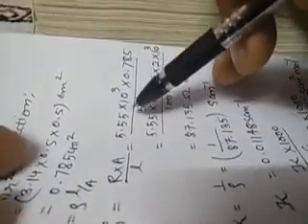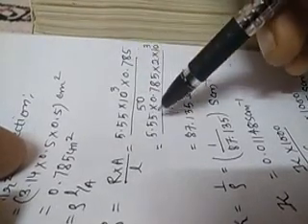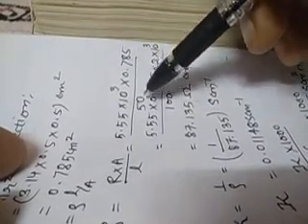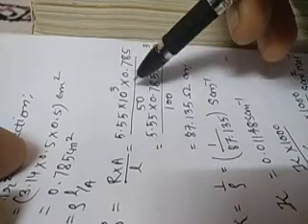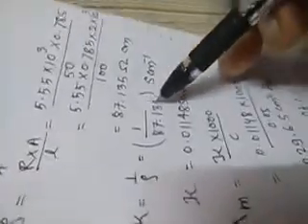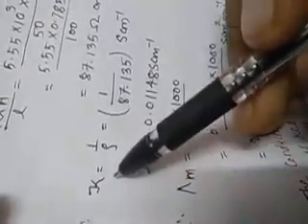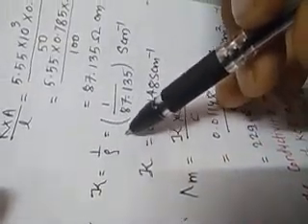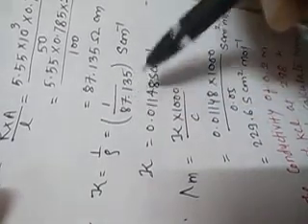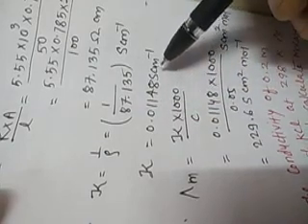So by putting the values, 5.55 × 10^3 multiplied by 0.785 divided by 50, or multiplying the numerator and denominator by 2, we ultimately get the answer 87.135 ohm centimeter. We know that kappa is equal to 1 upon rho, that is equal to 1 upon 87.135 Siemens per centimeter. So your kappa is 0.011485 Siemens per centimeter.